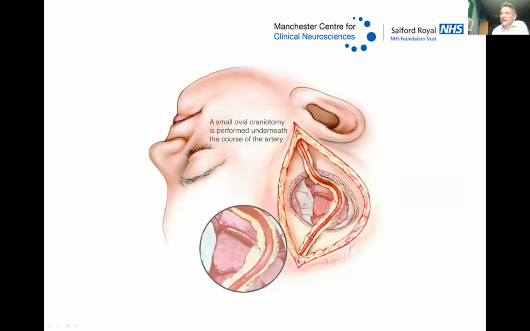This is the EDAS. Again, you can see the superficial temporal, and it's got its couple of fascia around it. So the dura's been opened, and you would normally open the arachnoid in multiple different places, and then you stitch it down to the pial surface.